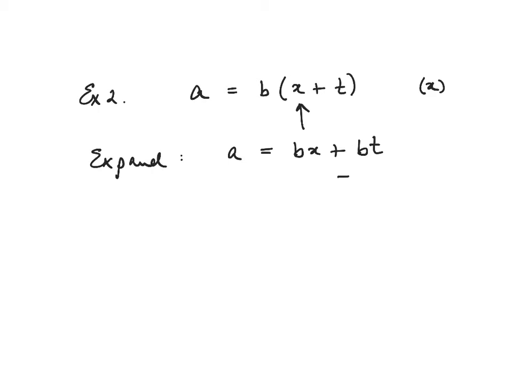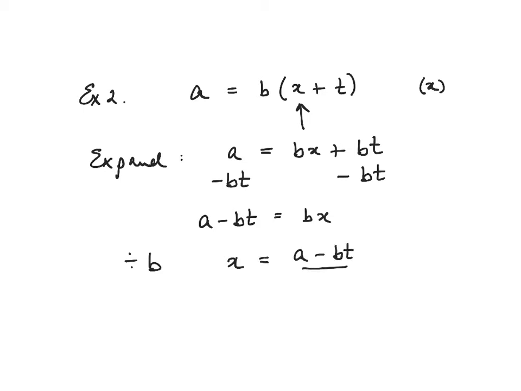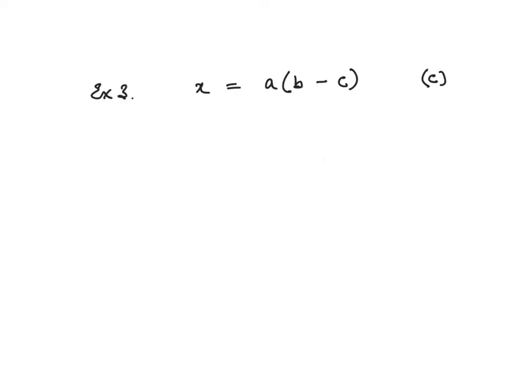So we want to get Bx on its own. I'm going to subtract Bt from both sides. So A minus Bt equals Bx. I want to get X on its own, so I'm going to divide by B. And I'm going to turn the equation round at the same time, so X equals A minus Bt over B. Now we don't do anything more with it, don't be tempted to cancel anything out. That's the answer.